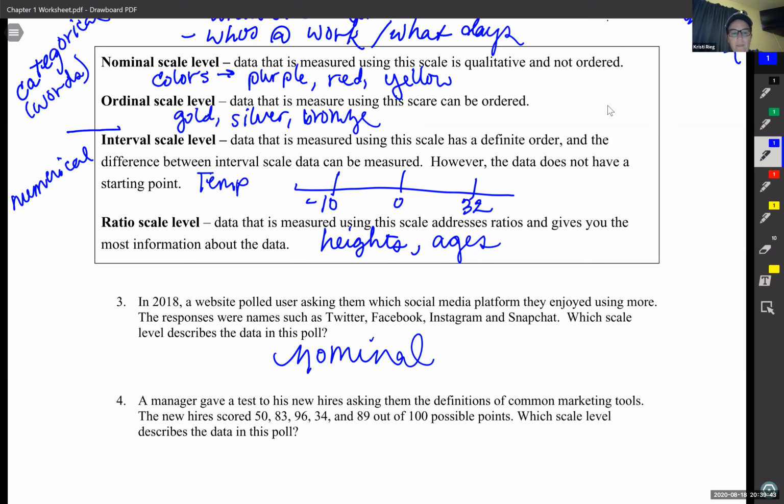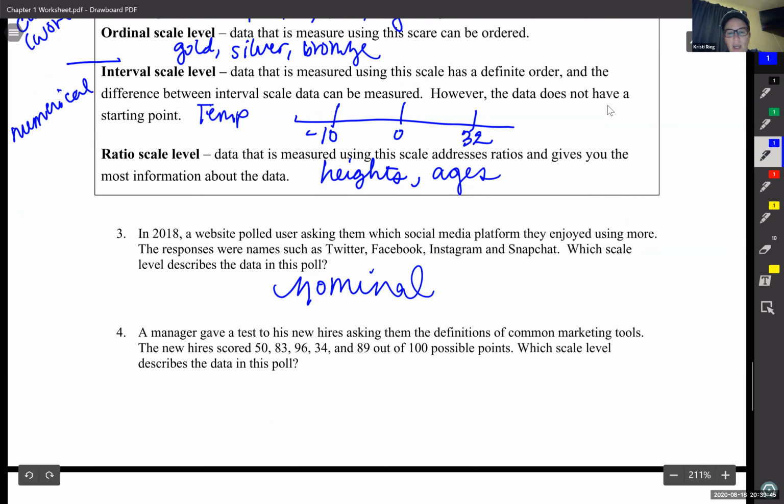All right, manager gave a test. So we can see right here that there's numbers involved. Which scale is this going to be? And so we are going to say ratio, because there's not a decimal, but more specifically, there's a starting point. You might get a 0 on the test, but you're never going to get a negative on the test. There's some starting point for this test and an ending point.